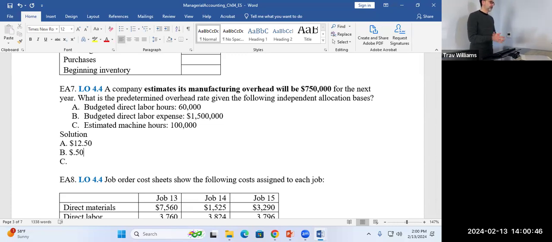And then what about machine hours? What did you get? 750. So for every machine hour, we would apply $7.50 of manufacturing overhead. Okay, so we came up with 3 different rates. Which one should the company use? Okay, there's no answer to that. It depends. It's whatever the company thinks is the best, most accurate way to allocate their overhead.